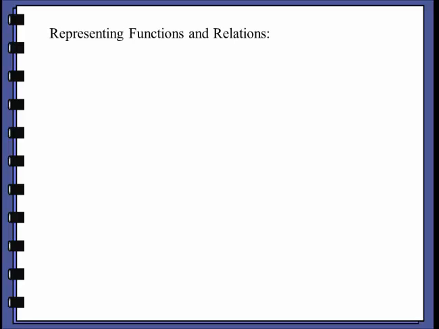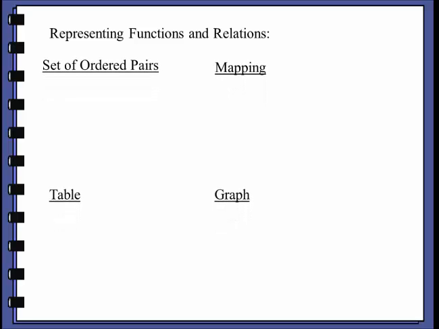So to represent functions and relations, we have a couple different ways. We have sets of ordered pairs, mappings, tables, graphs. We also have equations. Okay. A set of ordered pairs will look like this. These brackets indicate that it's a set, and the numbers in the parentheses are the ordered pair.